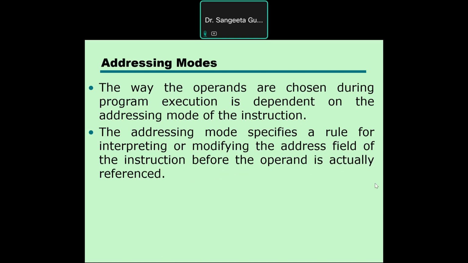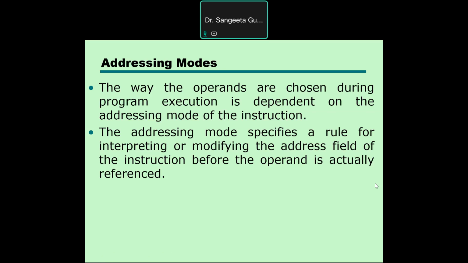This addressing mode also provides rules to interpret or to modify the address field of an instruction before referencing the operand, because an instruction comprises of an opcode and operand part. 0 to 11 bits of an instruction specifies the address, and 12 to 15 bits specifies the opcode, that is a type of operation. Addressing mode is used to specify the address part from where we can choose the operand.